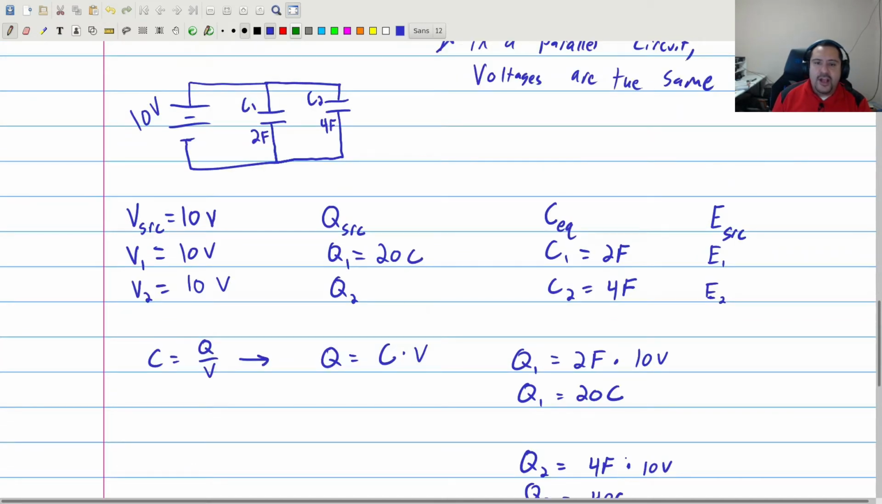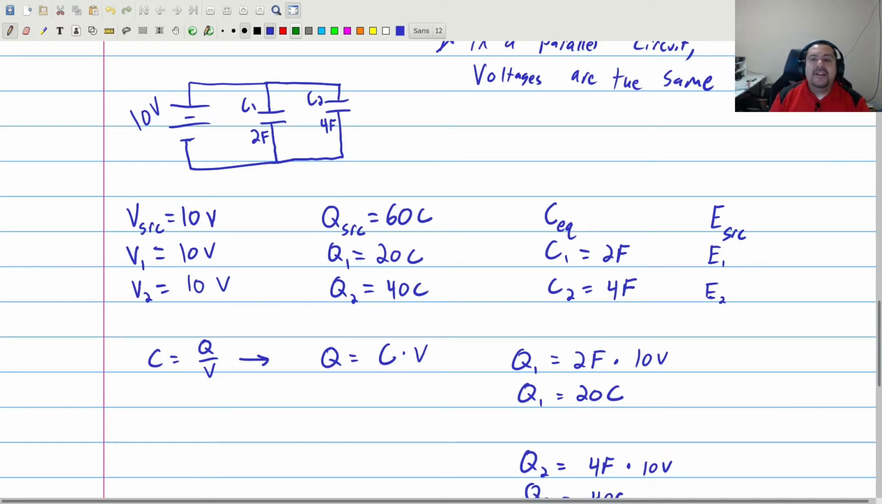All right, so we go back up here and we see that Q2 is 40 coulombs. So that means in order to get 40 coulombs of charge stored in those capacitors, 40 coulombs of charge must have come out, or no, it's 60 total. In order to get 60 coulombs of charge stored in those capacitors, we had to get 60 coulombs of charge to come out of the battery. So Q of the source had to be 60 coulombs. That's the amount of charge that was provided by the source, the battery in this case.